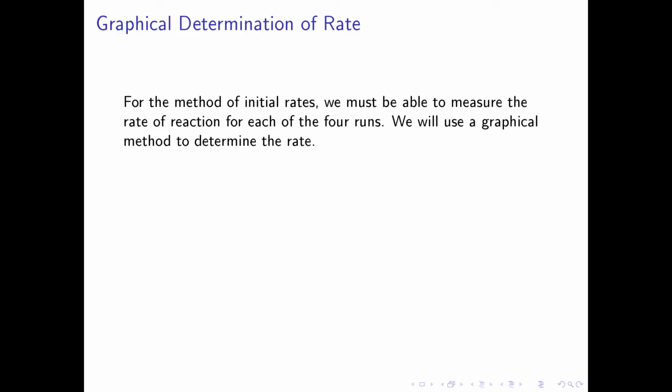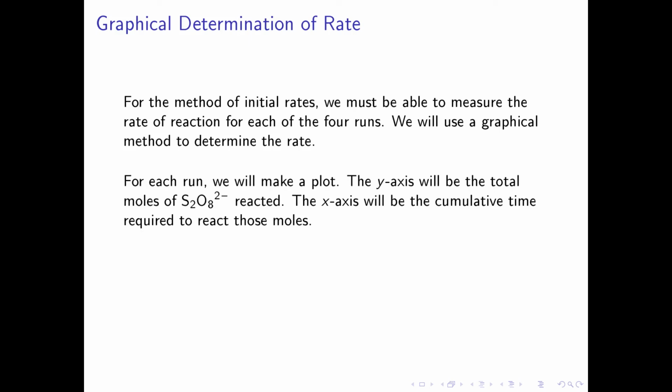For the method of initial rates, we must be able to measure the rate of reaction for each of the 4 runs. We will use a graphical method to determine the rate. For each run, we will make a plot. The y-axis will be the total number of moles of peroxydisulfate that have reacted. The x-axis will be the cumulative time required to react those moles.